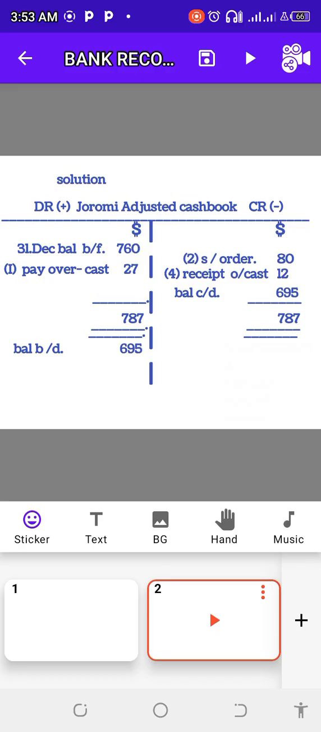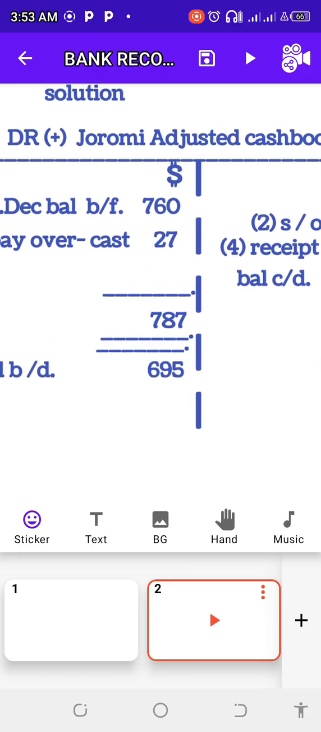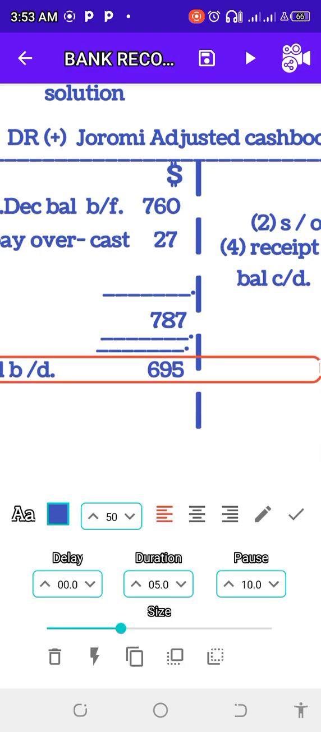In the reconciliation section, we are going to start reconciliation from the adjusted cash book balance, which is this figure that is here, that I'm going to mark now. That's what we are going to begin with.